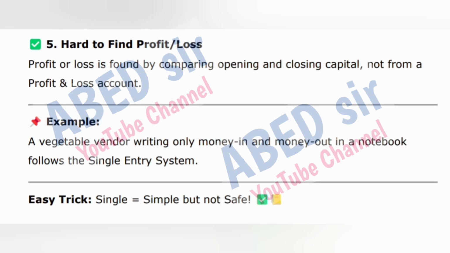5. Hard to find profit or loss. Profit or loss is found by comparing opening and closing capital, not from a profit and loss account. Example: a vegetable vendor writing only money in and money out in a notebook follows the single entry system. Easy trick: single is equal to simple but not safe.